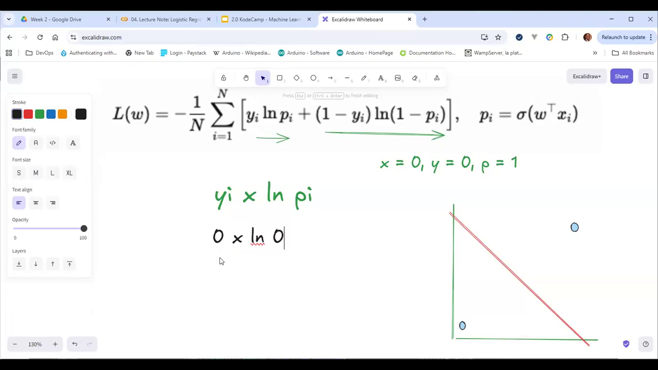And log of 0 is infinite, right? 0 doesn't actually have a log. But the way this math works out is that this value will end up being 0, because 0 times anything is 0. So it's kind of just going to ignore this. Whatever the prediction that you have here, this 0 is going to nullify it.